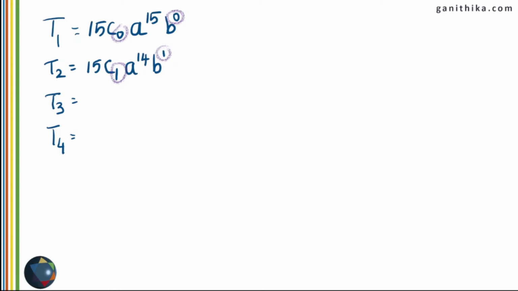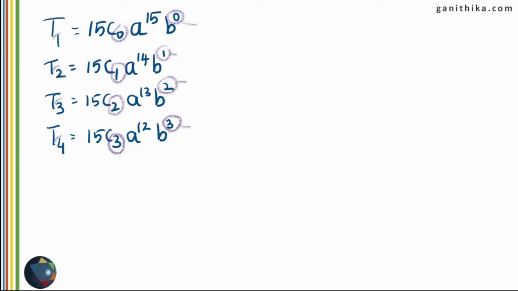Pause the video here and complete for T3 and T4. So T3 is 15C2 a^13 b^2, and the 2s here are the same. 15C3 a^12 b^3 will be T4. So what is the pattern here? Therefore the power of b and the combination with 15 are going to be the same numbers, which is also equal to one number less than the term.